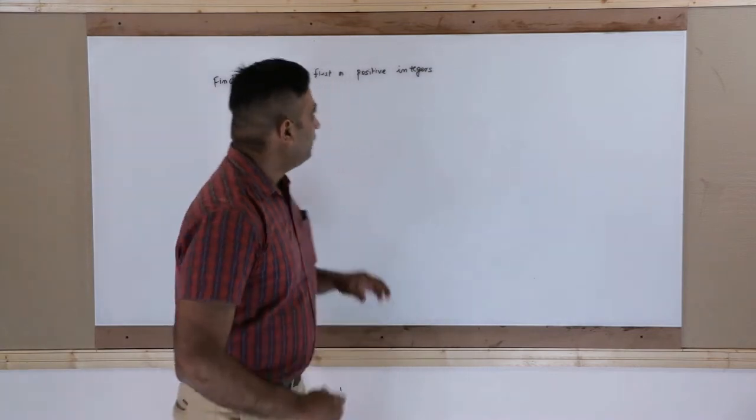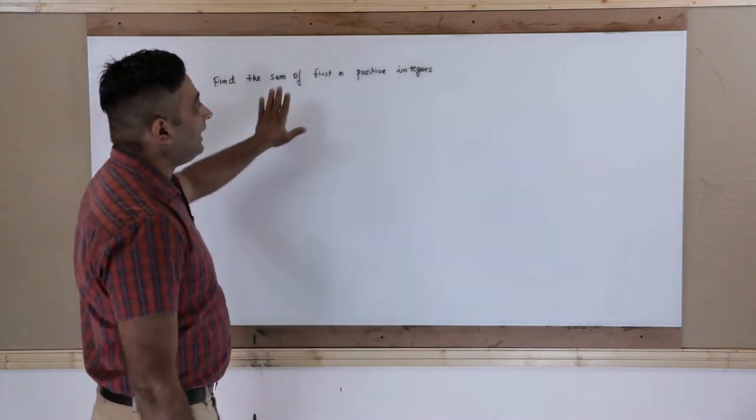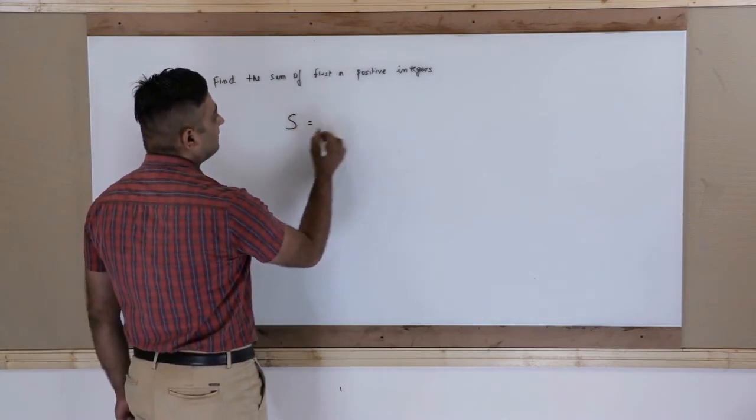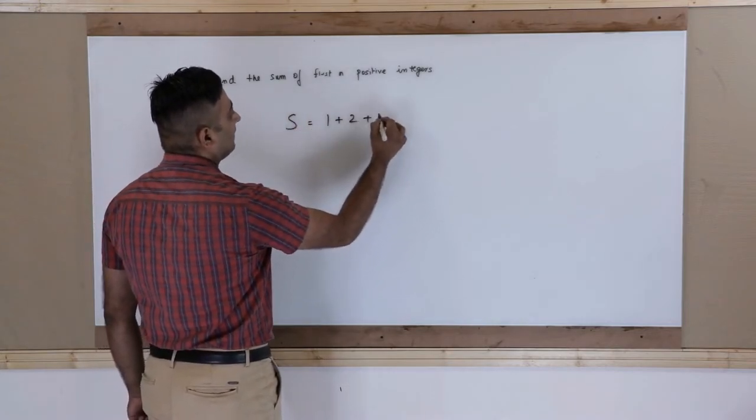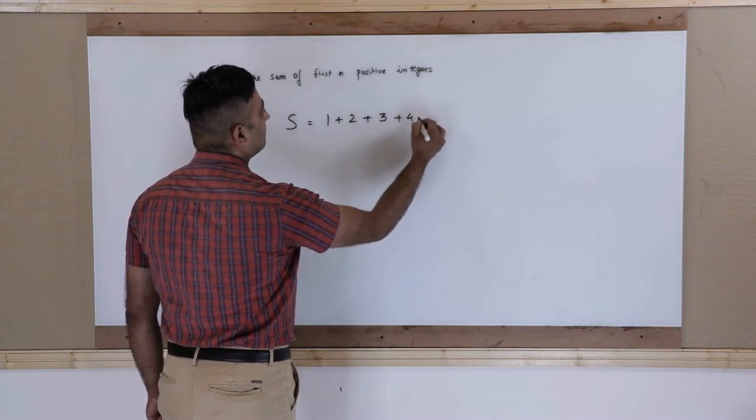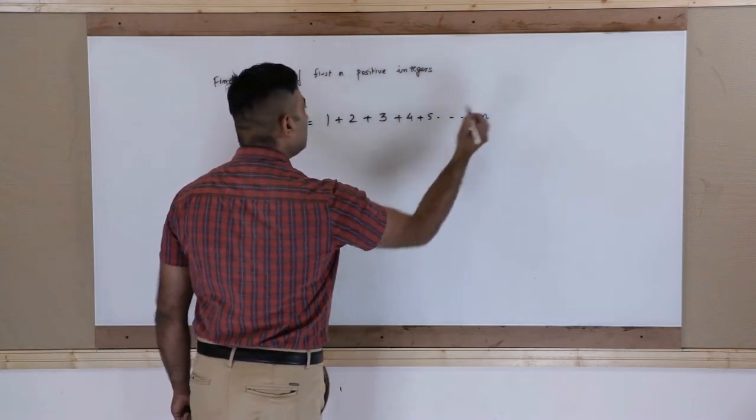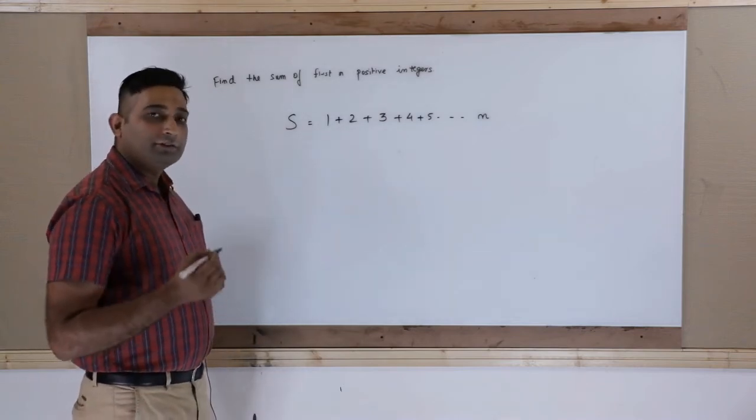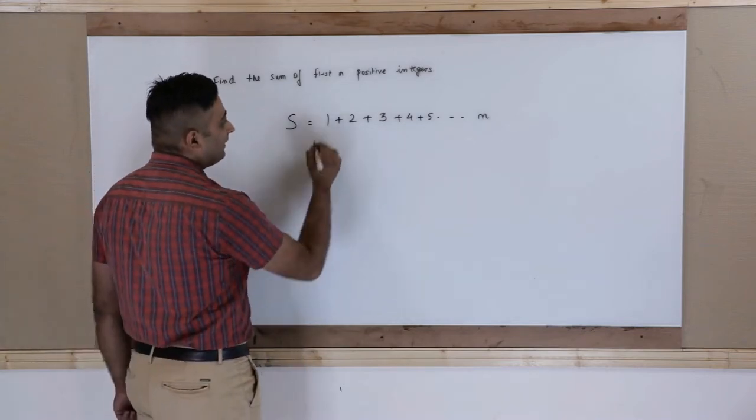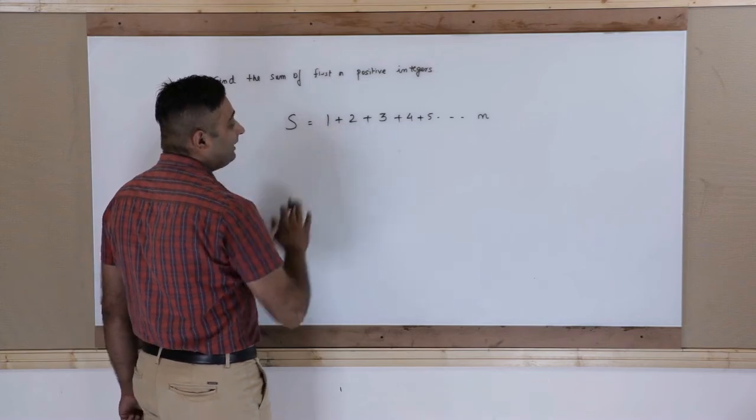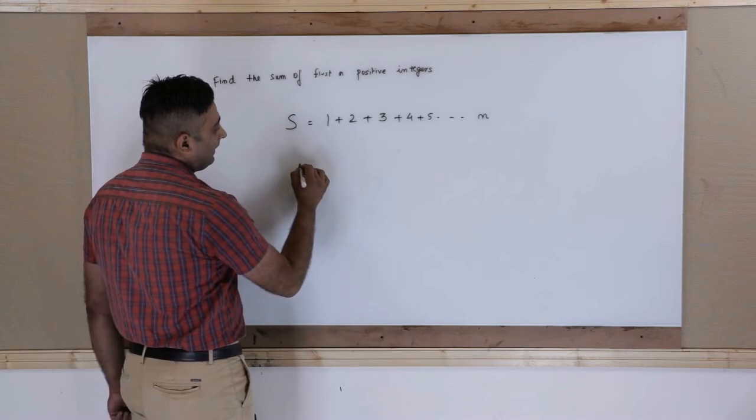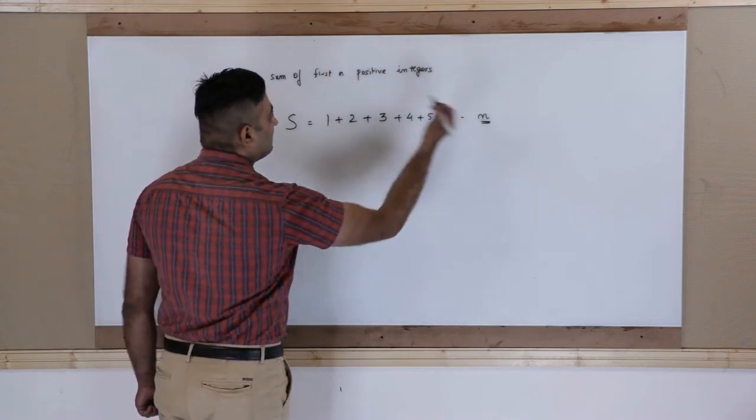Dear students, now let us find the sum of first n positive integers. That means we have to find the sum of 1 plus 2 plus 3 plus 4 plus 5 up to n. We can use the formula of sum of first n terms of an AP, because we can see that this is an AP with first term 1 and common difference also 1, and the last term of this AP is n.